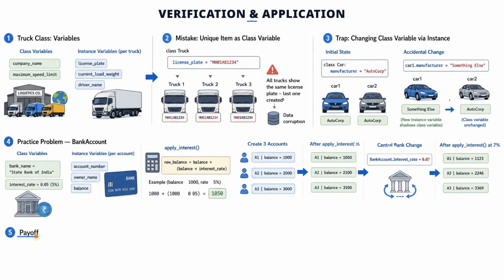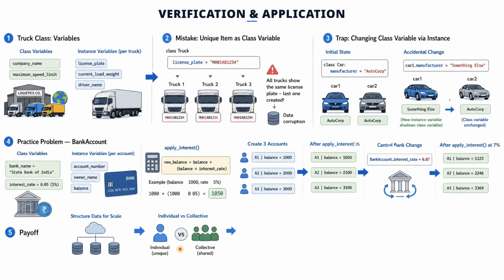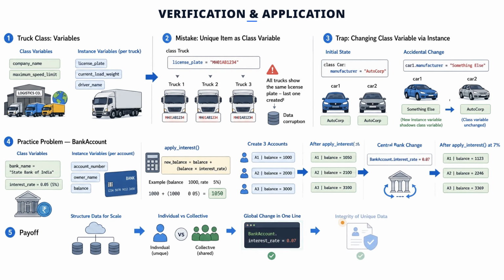The ultimate payoff of this concept is that you now know how to structure your data for massive scale. You can confidently separate individual unique data from shared collective data. Because of this, you can build systems where massive global changes are executed in a single line of code, all while perfectly maintaining the integrity and consistency of the unique personal data for every object you create.